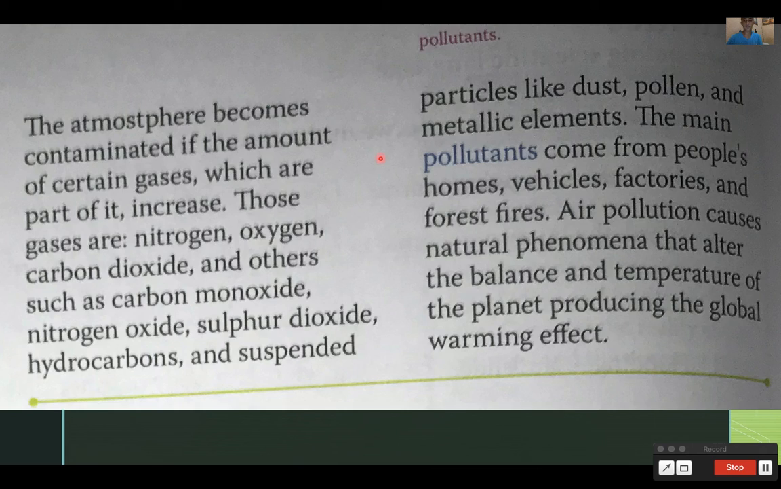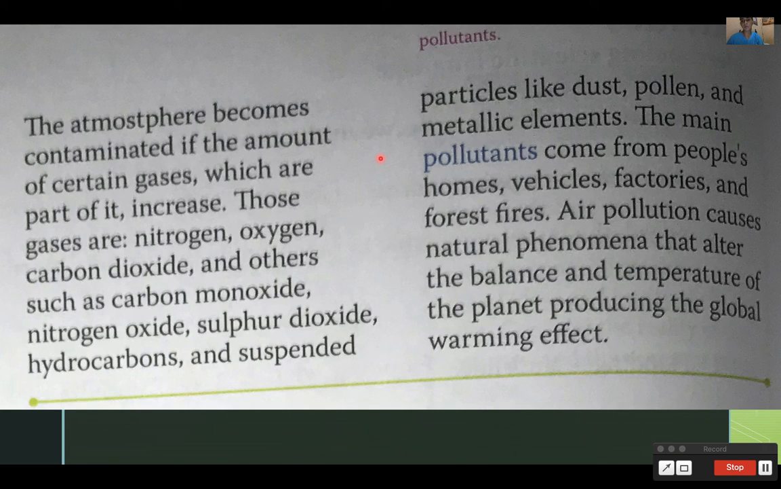Como ya lo habíamos hablado, los pollutants, los gases que emiten, for example, the cars, the trucks, the factories, all that contaminates or that can affect our air. So, and we need air. The air becomes contaminated if the amount of certain gases which are part of it increase. Those gases are nitrogen, oxygen, carbon dioxide, and others, such as carbon monoxide, nitrogen oxide, sulfur dioxide, hydrocarbons, and suspended particles like dust, pollen, and metallic elements.